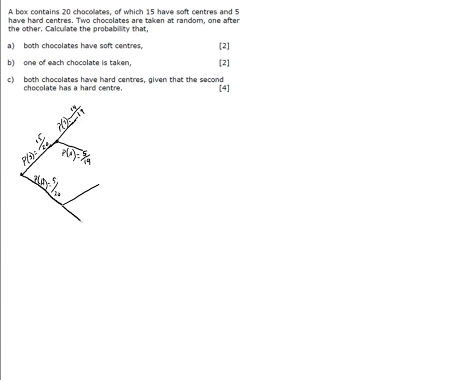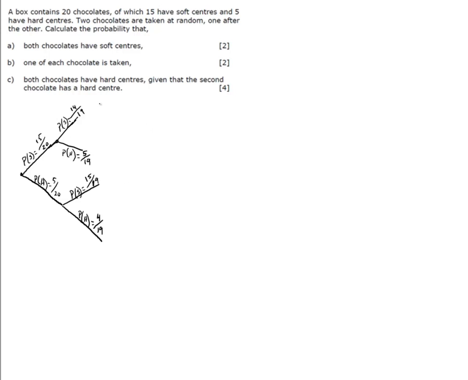And our last branch here, we took a hard one. What is the probability of the next one being soft? Well, all 15 soft are still there out of the 19 that are left. And the probability of taking a hard, well, we had 5 to start, but we already took one, so that means 4 out of the 19 that are left. So there's our tree for all the possibilities of taking 2.